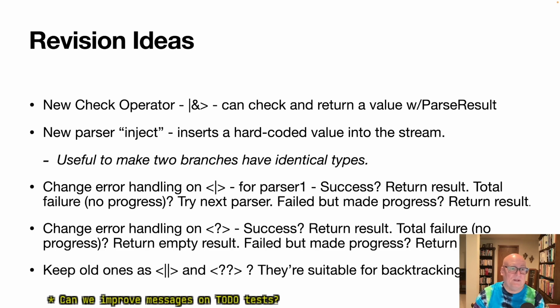Okay. Another one we invented for this use was inject, and it lets you put a hard-coded branch or hard-coded value in this stream. What that does is if you have two OR branches, they have to have exactly the same type. So if one produced a token expression and the other produced an expression, you could inject a dummy token in. Not an amazing thing, but it does something.